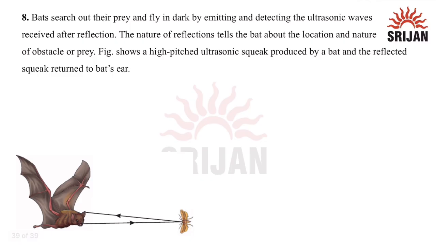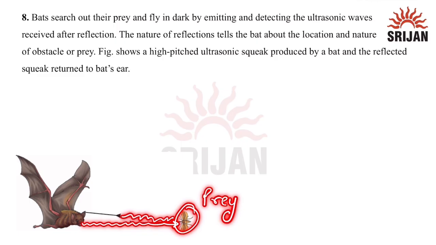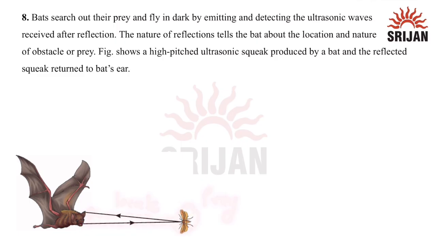Bats search out their prey and fly in the dark by emitting and detecting ultrasonic waves. Bats emit ultrasonic waves which go to their prey and are reflected back from it, so the bat can locate its prey using this technique. The nature of reflection tells the bat about the location and nature of the obstacle or prey. This shows a high pitched ultrasonic squeak produced by a bat, and the reflected squeak returned to the bat's ear. I hope this topic is clear to you.